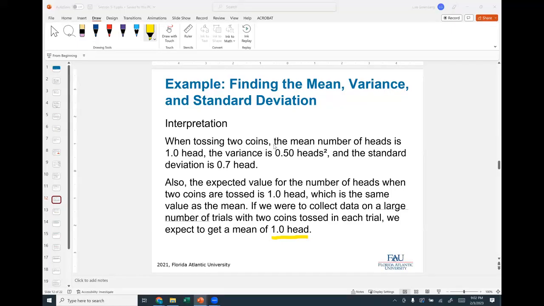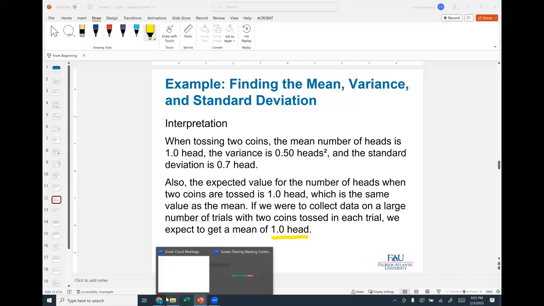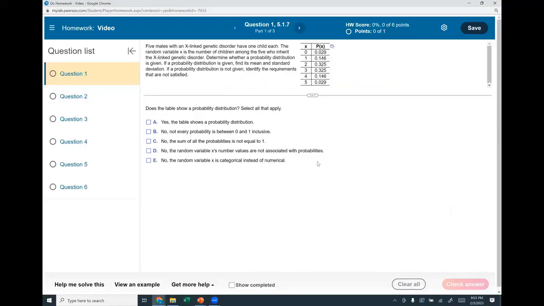All right, so here, I think what we're going to do is go do a couple of problems, just so you can see how it works on a problem set that we have from my stat lab. Here we go. So, number 1, 5 males with an X-linked genetic disorder have 1 child each. The random variable X is the number of children among the 5 who inherit the X-linked genetic disorder. So out of 5, either 1, 2, 3, 4, or all 5.